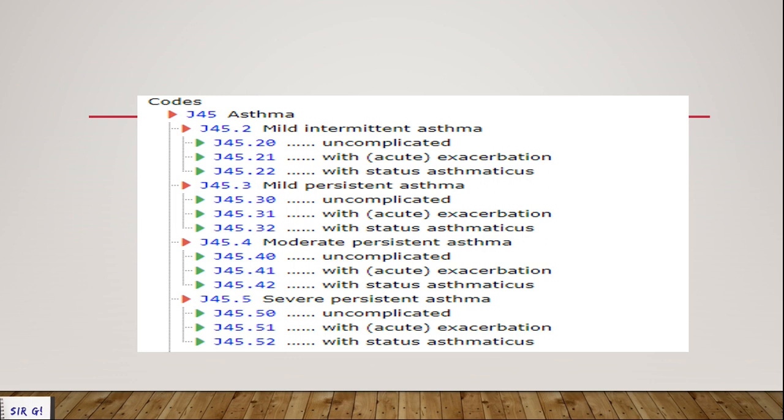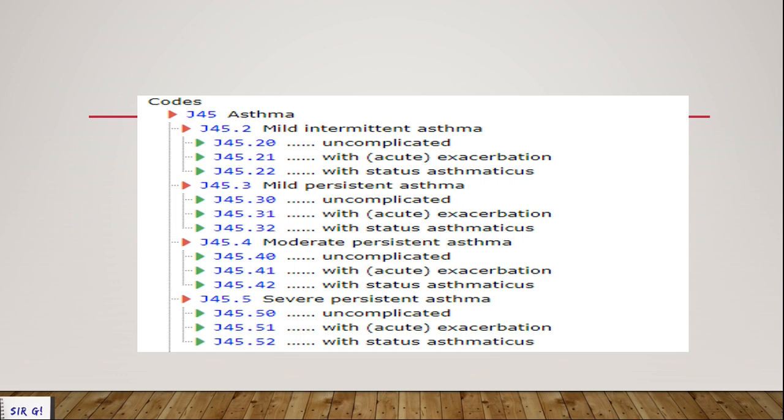And as you can see in the differences of your codes, we have mild intermittent, mild persistent, moderate persistent, and severe persistent. So as you can see, the codes are divided based on your severity and also divided based on uncomplicated, acute exacerbation, or status asthmaticus.